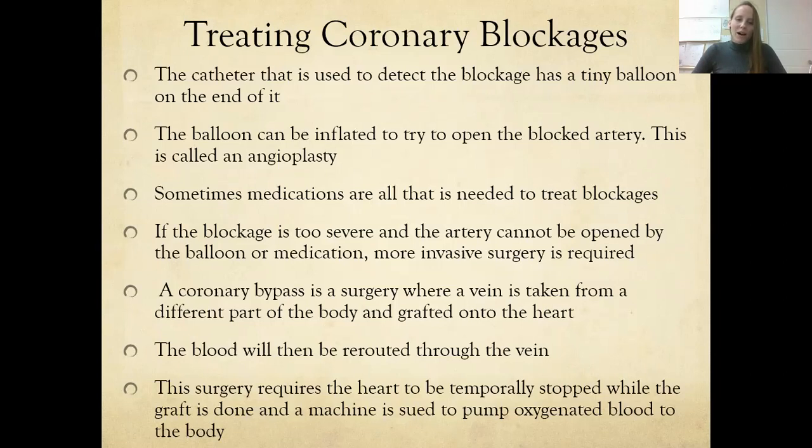However, if the blockage is too severe and neither of those previously mentioned methods work, then a more invasive surgery is required. You might have a coronary bypass, where they take a vein from a different part of the body and essentially graft it onto the heart to bypass that blocked artery, and the blood will just detour through that grafted-on vein instead of the artery it can't go through anymore. That surgery does require the heart to be temporarily stopped because you can't graft the vein onto something that's beating, it's moving too much. So at that point, essentially a machine takes over the role of the heart in pumping oxygenated blood around the body while the surgery is being done.